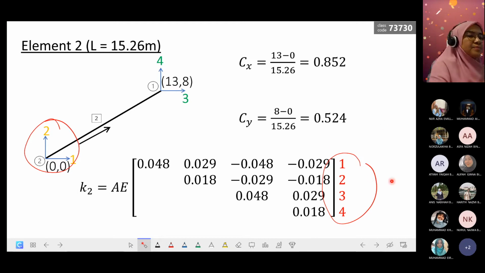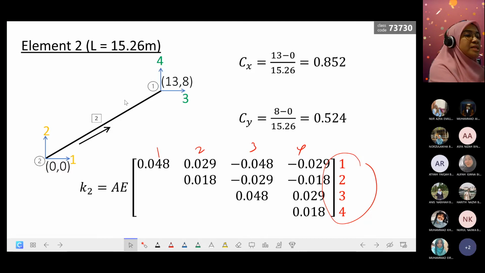So this one, 1, 2, 3, 4. Okay. 1, 2, 3, 4. Okay. So in the same way, we determine the CX and CY, CX and CY being far minus near. So far.